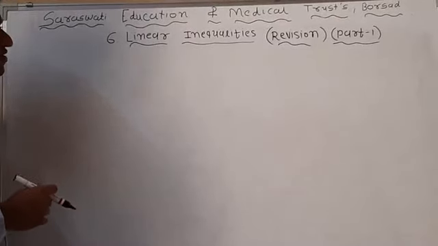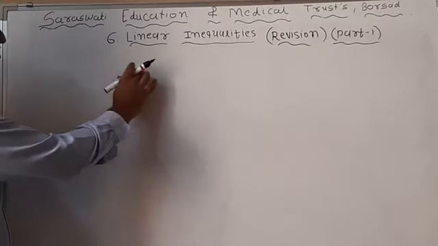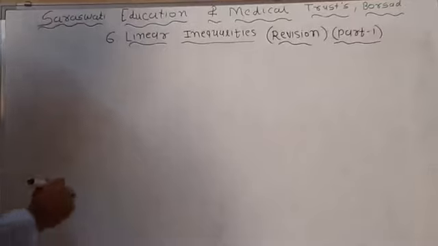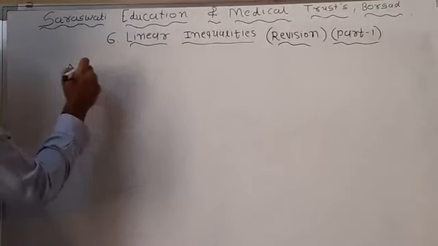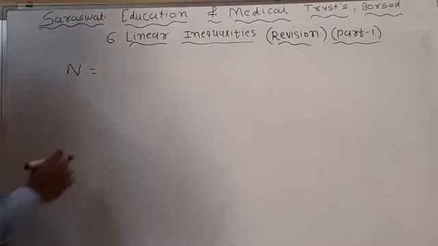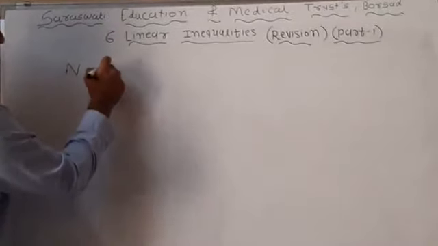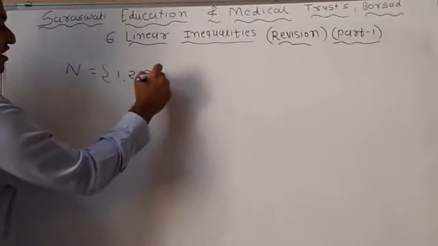Good morning, students. Today we are going to revise a section of chapter number 6, linear inequality. First of all, let's discuss N. N means the set of natural numbers. Which numbers are present in set N? Here we can write 1, 2, 3, 4, up to infinity.